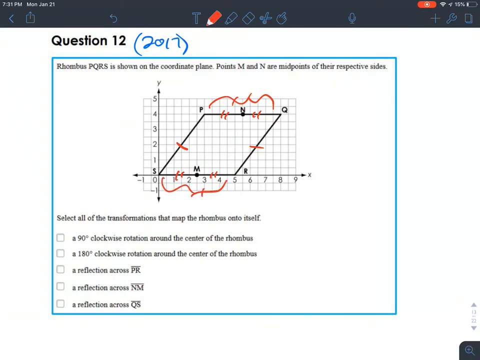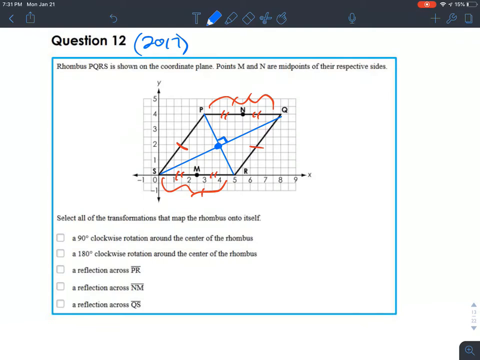Select all the transformations that could map the rhombus onto itself. First one says a 90-degree clockwise rotation about the center of the rhombus. Let's discuss where the center would be. If you draw both diagonals in a rhombus, they will intersect in the center. Something else is true about a rhombus: the diagonals are always perpendicular to each other.